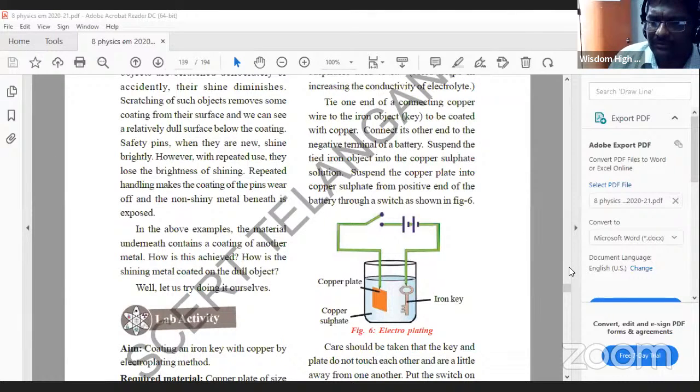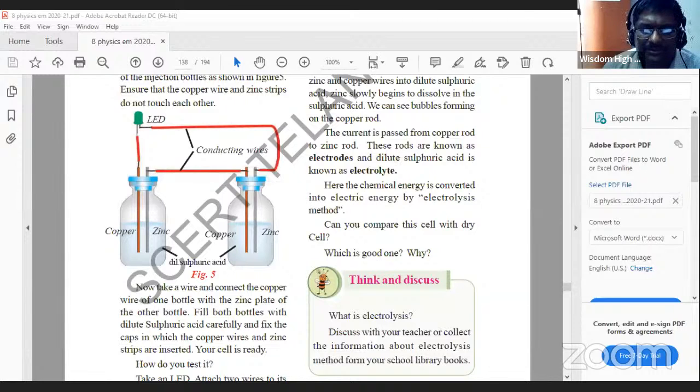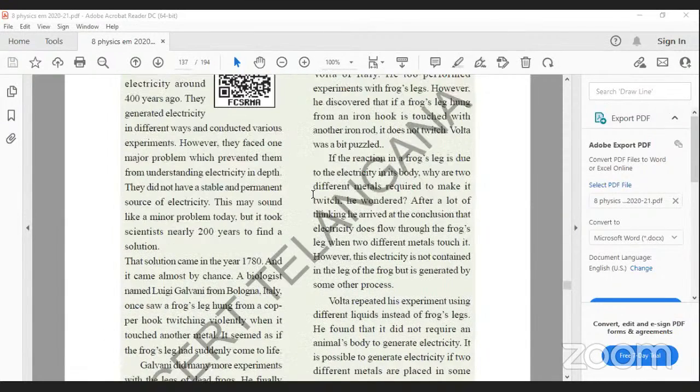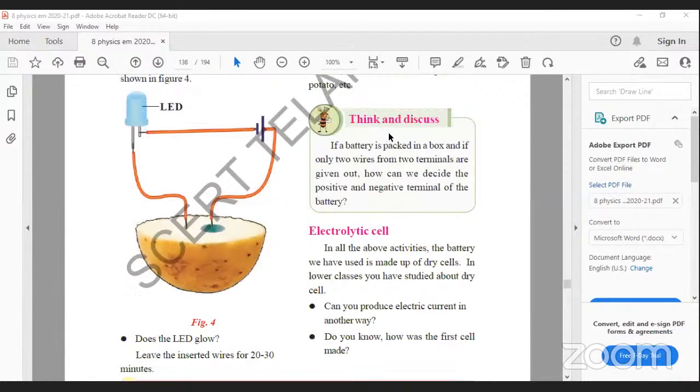If you have any doubt, raise your hand, children. Okay, I am asking questions. Yes, Surya. Yes, Vaishnavi.